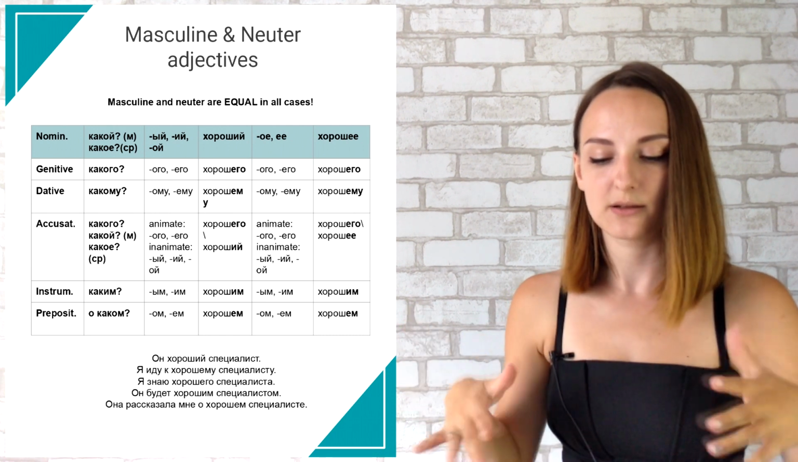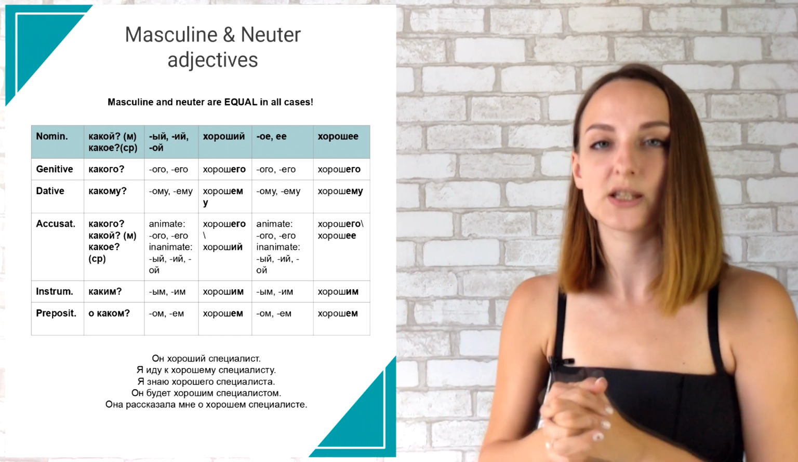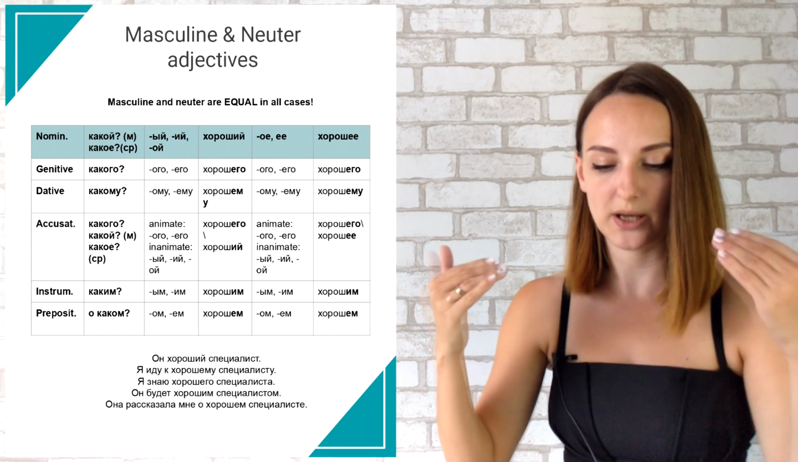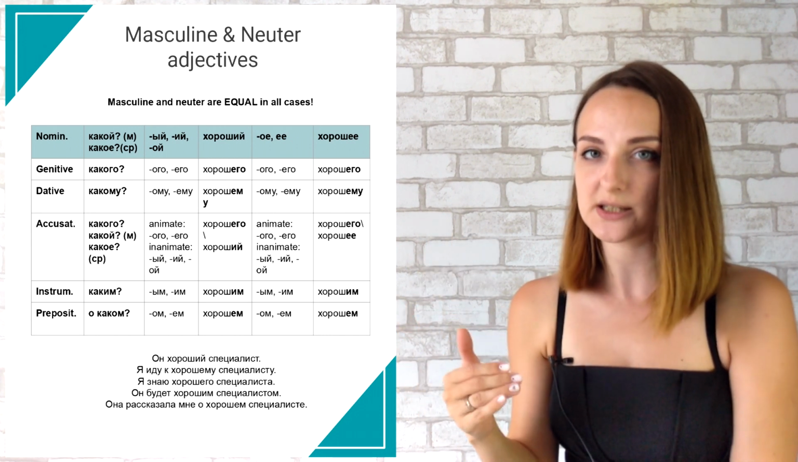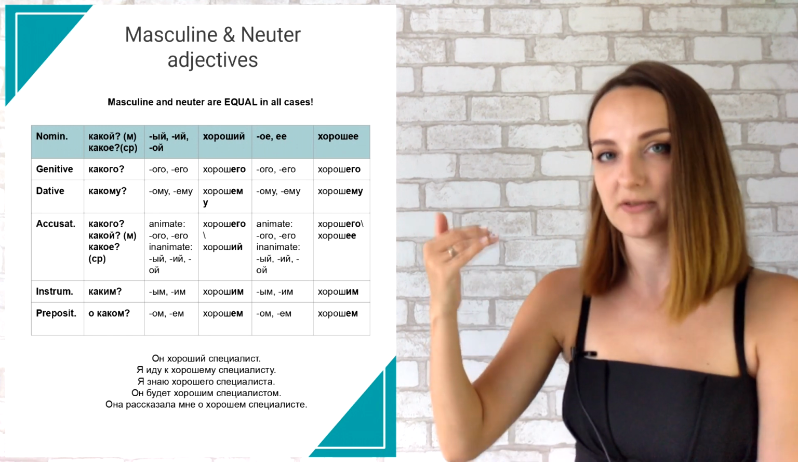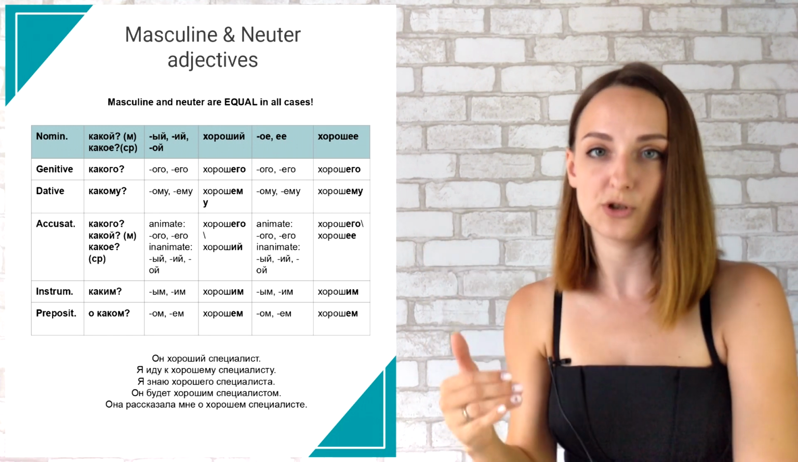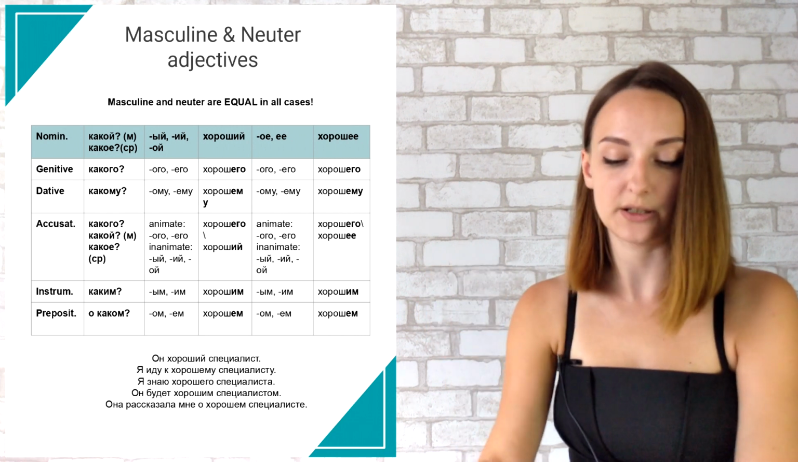And so anyway, the same as always in accusative case. If it is animate, we have the ending ого, его. If it's inanimate, the form will be equal to nominative case. Masculine to masculine, neuter to neuter. I hope this is clear now.